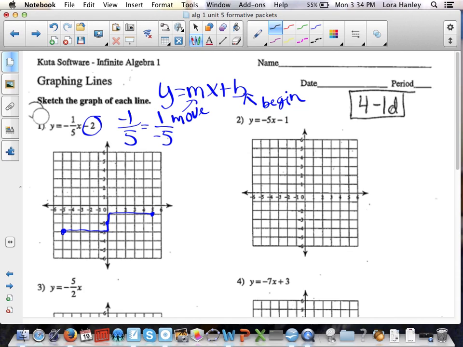Excuse me while I correct this. Okay, we're going to begin at -2. Silly me, I made a mistake. And we can start by going down 1 and to the right 5, or up 1 and to the left 5.